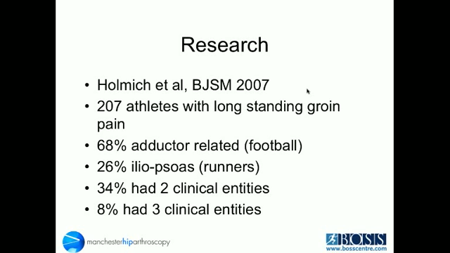This was an interesting paper published by Holmich et al. in the British Journal of Sports Medicine back in 2007, and they looked at over 200 high-level athletes with long-standing groin pain. And what was interesting was that over two-thirds had adductor-related pain, and these tended to be footballers. A quarter had painful iliopsoas tendons, and these were the runners. A third, though, had 2 different entities, and 8% had 3. And so often when you see these patients in clinic, particularly when they've had their symptoms for a long time, they can have generalized pain all around the hip girdle.